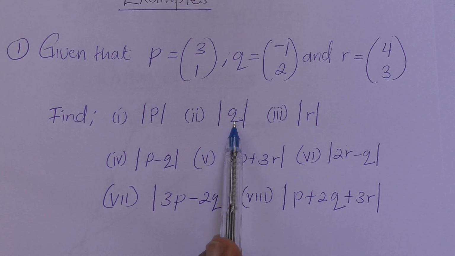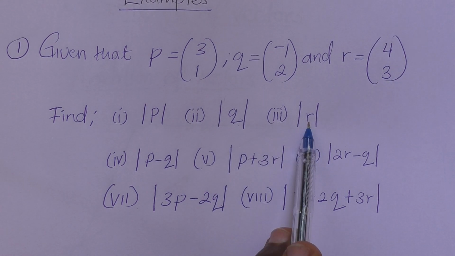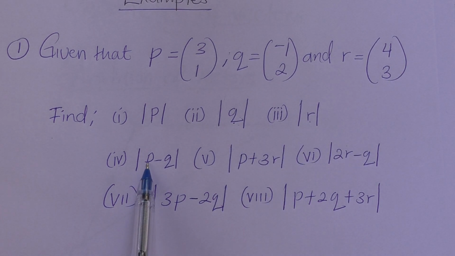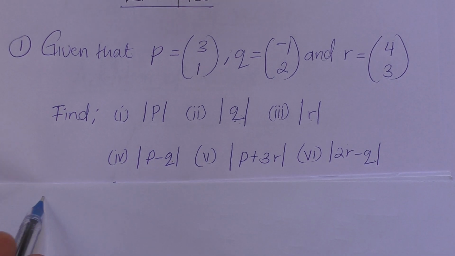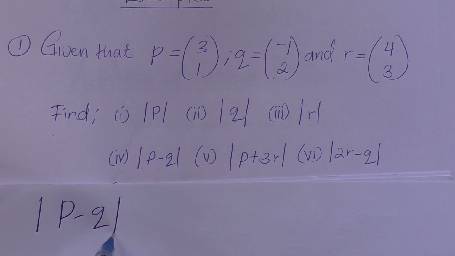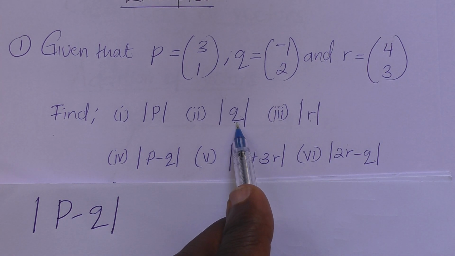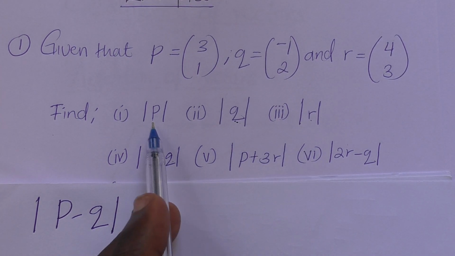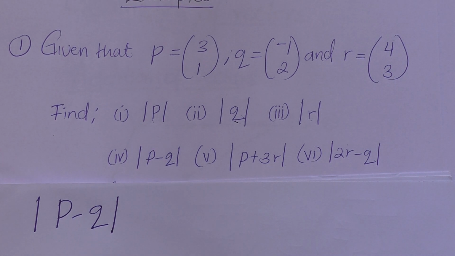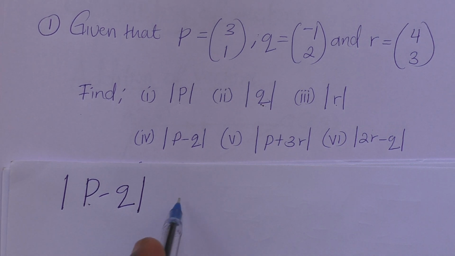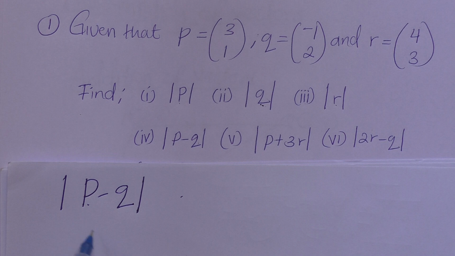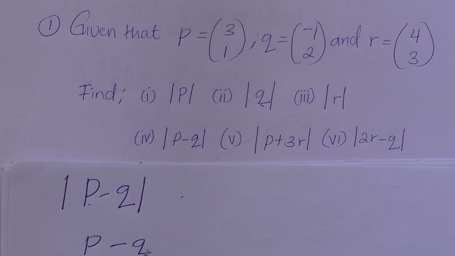So we come back to our question. Your task is to get the magnitude of Q and R. Then for us to get P minus Q, we first subtract. Let us try that together. They are asking for the magnitude of P minus Q. You try numbers 2 and 3 because we've seen how we did in part 1. So the magnitude of P minus Q is given first of all by subtracting P minus Q.